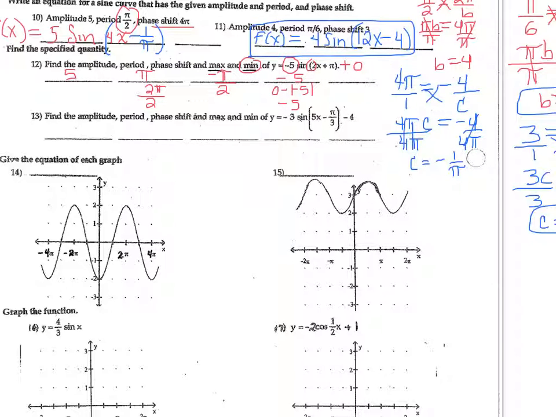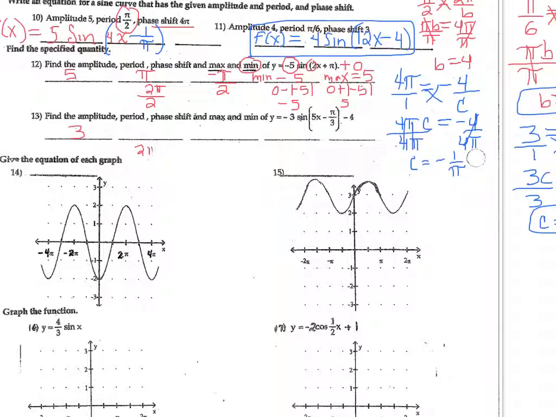So the maximum, let me put here minimum. So the maximum would be 0 plus the absolute value of negative 5, which is 5. So the maximum is at 5. For number 13, the amplitude is the absolute value of negative 3, which is 3.